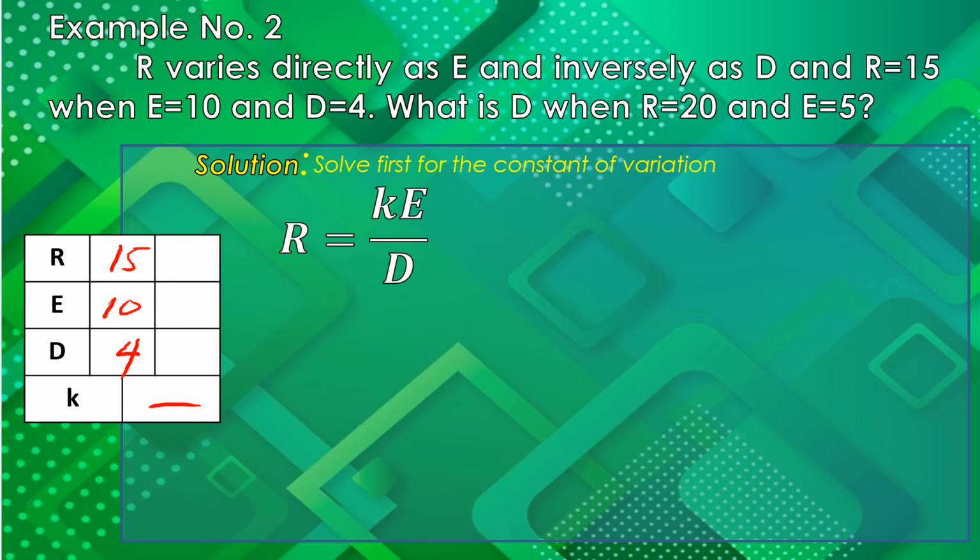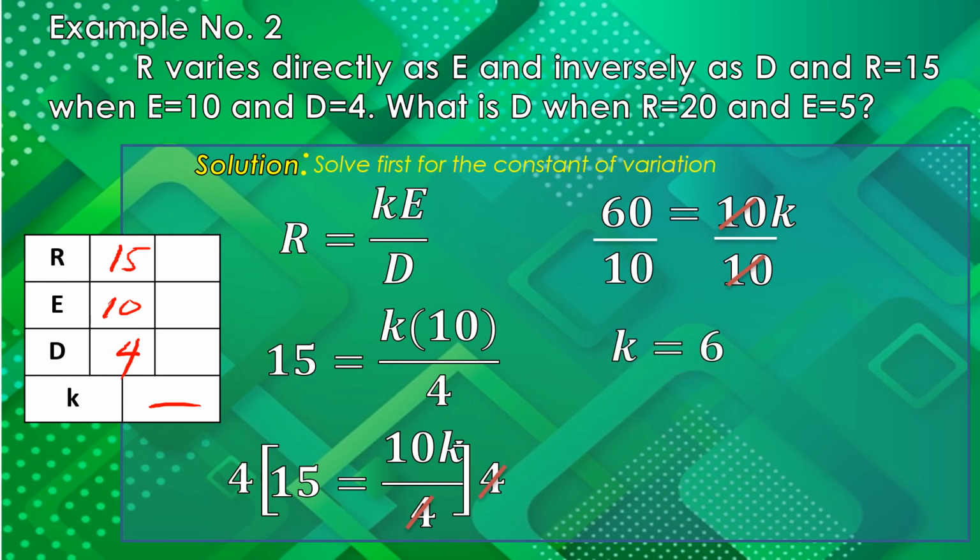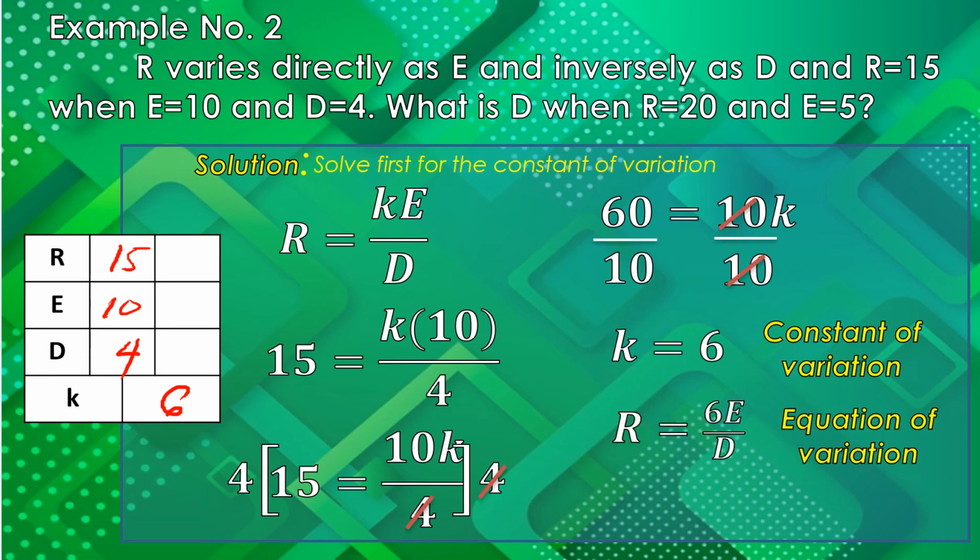Lagay natin sa equation, we have R equals KE over D. Substitute the given, we have 15 equals K times 10 over 4. Then, multiply both sides to 4. We have cancel. 4 times 15, that will give us 60. Then, dividing both sides sa 10, we have 60 over 10. That will give us 6. And that is our constant of variation. From our constant of variation, nakuha natin yung equation of variation. And that would be our equation pag solve sa hinahanap natin.